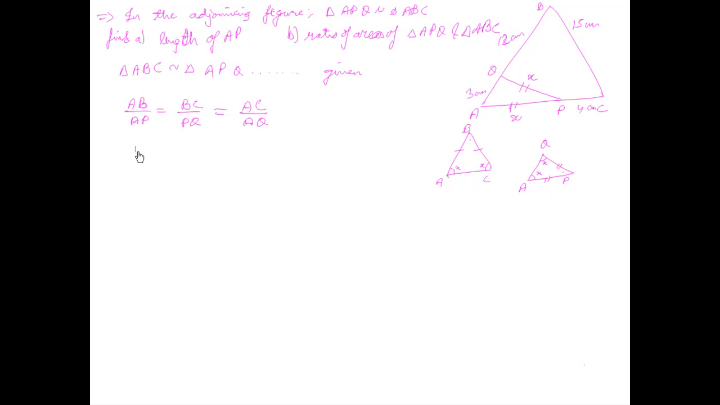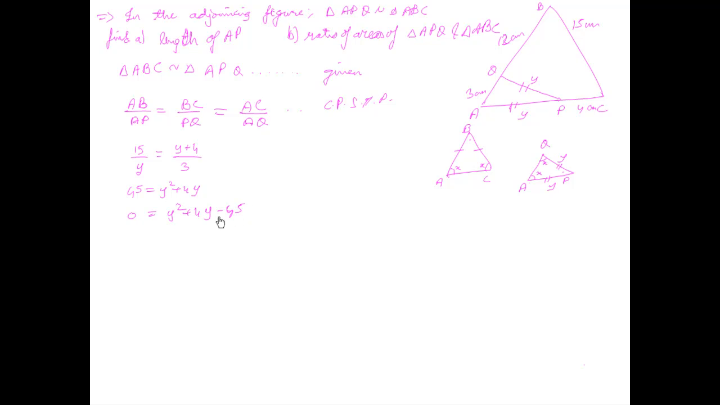AB is 15, AP is some length y, AC, come to AC, children, AC is y plus 4, AQ is 3. Now, children, we'll cross multiply. This is corresponding parts of similar triangles are proportionate. Now we cross multiply, so we get 45 is equal to y squared plus 4y. 0 is equal to y squared plus 4y minus 45.